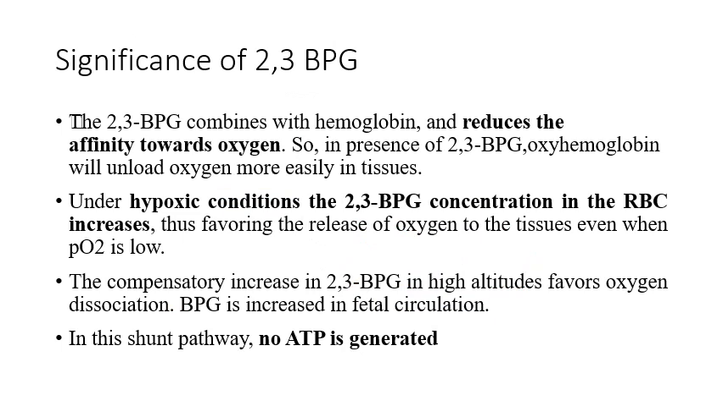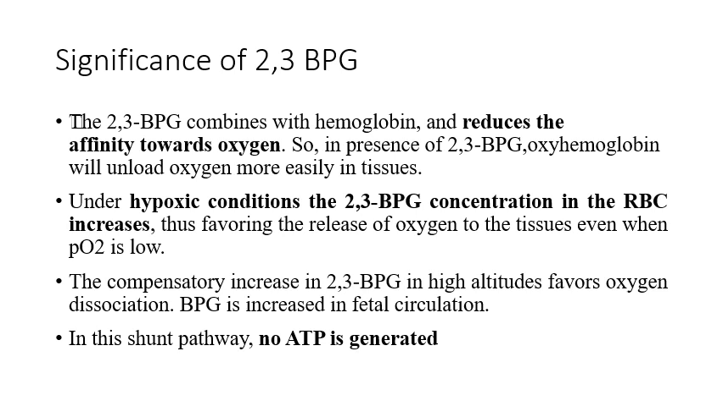The significance is that when 2,3-BPG combines with hemoglobin, it reduces the affinity towards oxygen. So what is the role? It helps to unload oxygen to the tissues. In the presence of 2,3-BPG, oxyhemoglobin unloads oxygen more easily in the tissues. Under hypoxic condition, 2,3-BPG concentration in the RBC increases and furthers the release of oxygen to the tissues even when the partial pressure of oxygen is low.